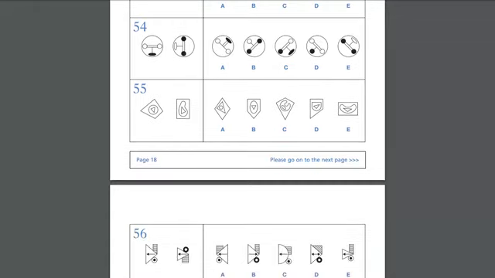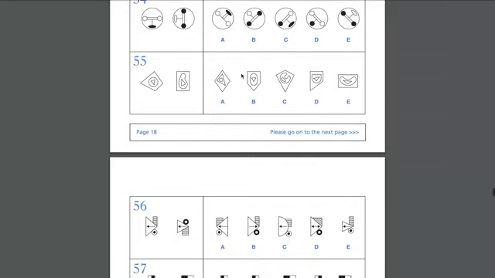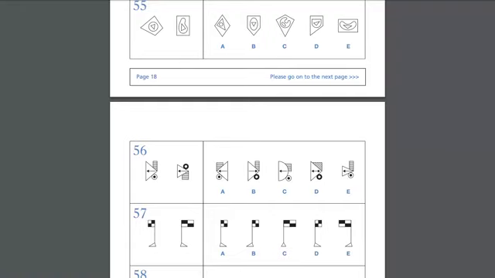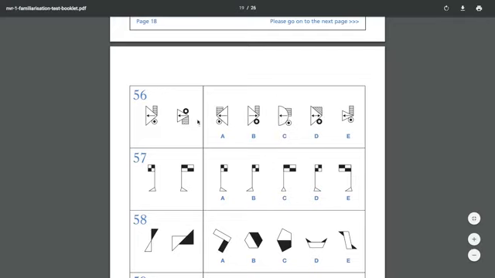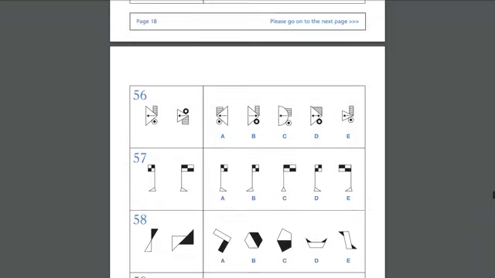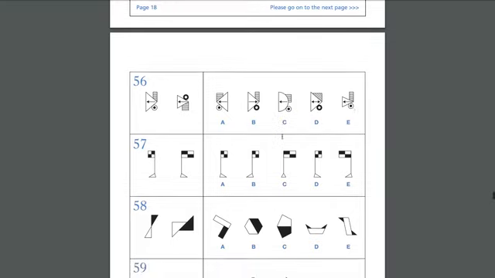What about 55? Yeah, it's again rotation. They're rotating. 55 is B. 56. You need something like this shape. 56 is, which is you finding the odd one out basically in this one. So all the shapes have this. We don't have a shape like C. So that's understood. It's C.